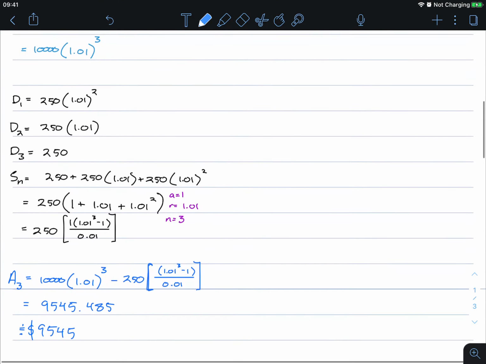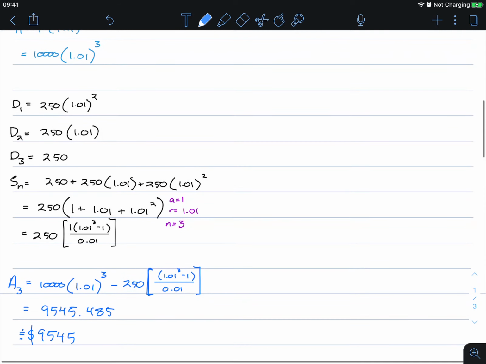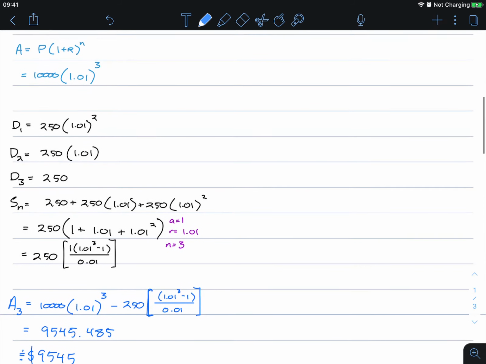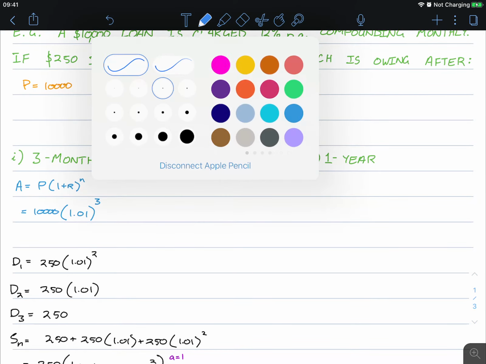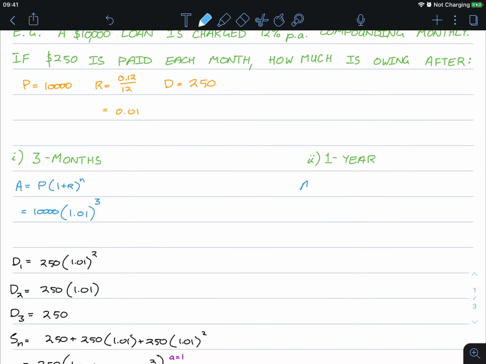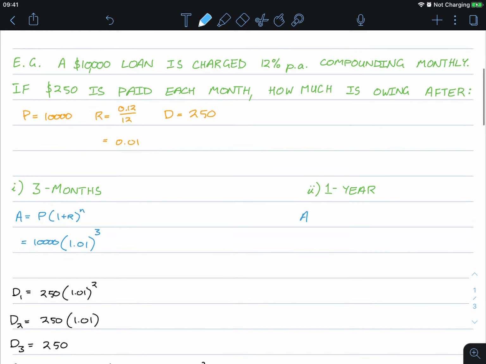So hope you saw how this method works. We break this down into 2 different parts. Let's do this one more time. Before we continue, we need to figure out what our n value is. Well, because it's in months and we have 1 year, n is 12.